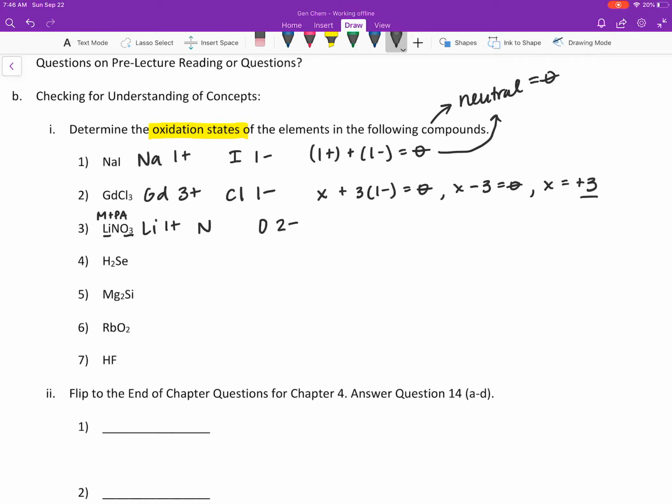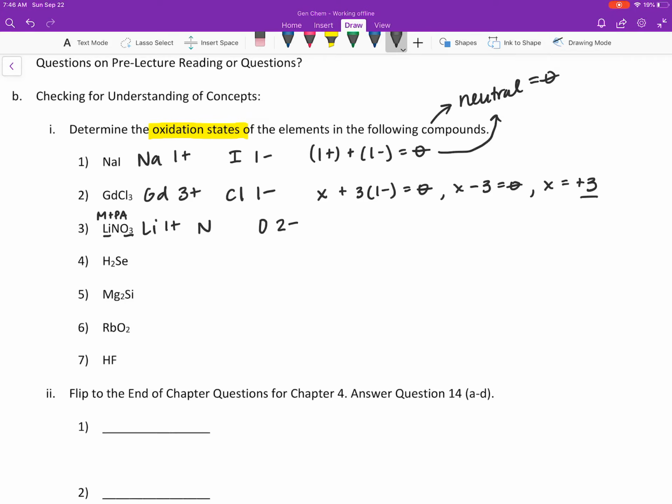And so what we don't know is what nitrogen is. Now, nitrogen on the periodic table is 3 minus, but we can't have 2 negative and 3 negative equal out with the 1 positive. Okay, so in this case, nitrogen is going to adopt an oxidation state other than what it normally would have on the periodic table.